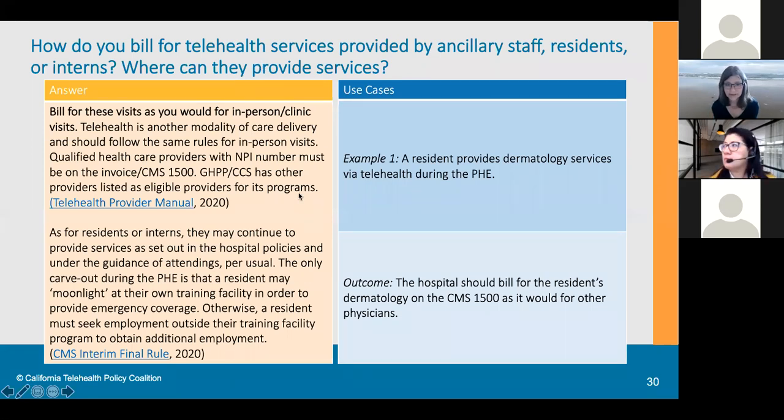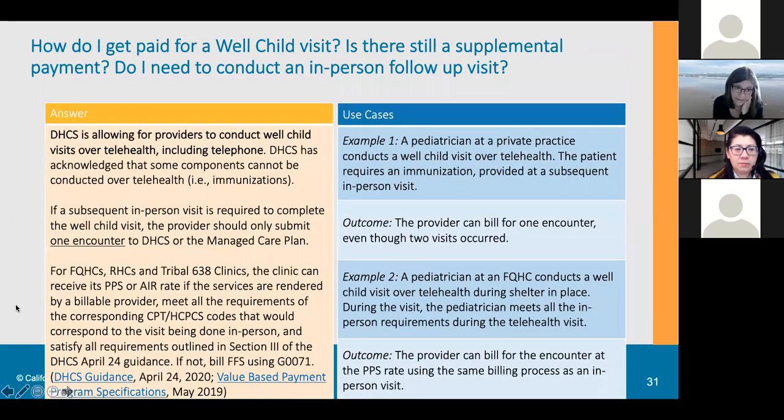The hospital should bill for the resident's dermatology visit on the CMS 1500, as long as you've got an attending's attestation that they participated in the telehealth visit as they normally would if the patient had come in. Now, if the resident is moonlighting during the PHE at their own facility in order to provide emergency coverage, then they can bill out on the 1500 by themselves. Normally, it's not allowed. You can moonlight anywhere else besides where you're getting your education. But during the interim final rule right now, you can moonlight at your own training facility. Next slide.